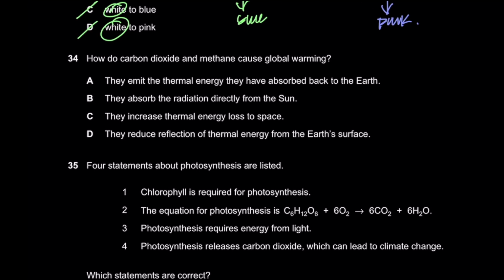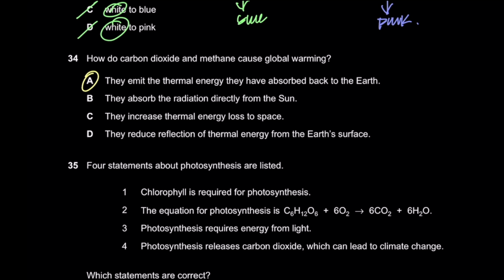How do carbon dioxide and methane cause global warming? They emit the thermal energy that they have absorbed back to the earth. Yes, that's what they do. They absorb that thermal energy that they have trapped, and they re-emit it back to the earth. So A is the correct option. But if you check B, C, D, why are they wrong?